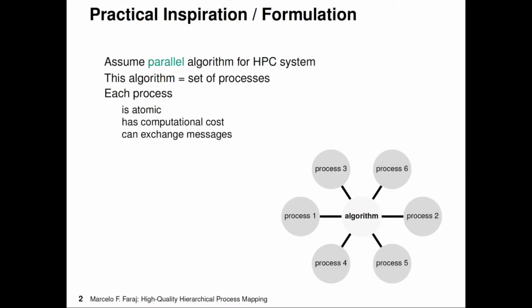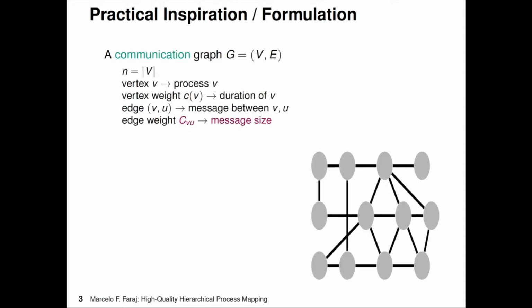Let's assume a parallel algorithm for an HPC, or high performance computing, system. We can see this algorithm as a set of processes in which each process is at the same time atomic, has a computational cost, and can exchange messages with other processes. This induces a communication graph G.